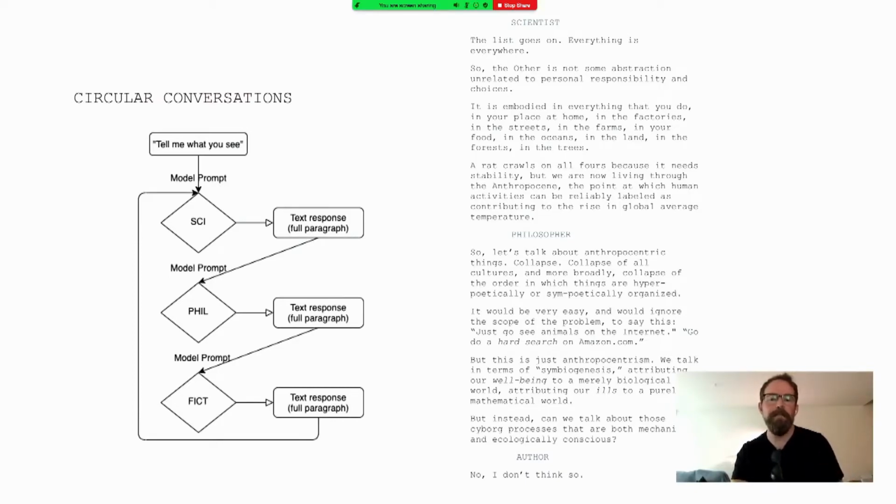And the logic of the dialogue in Circular Conversations is a loop similar to Whisper Poems, except each AI is given the entire paragraph from the previous AI as its prompt. So there's far more continuity. They tend to stay more on topic.